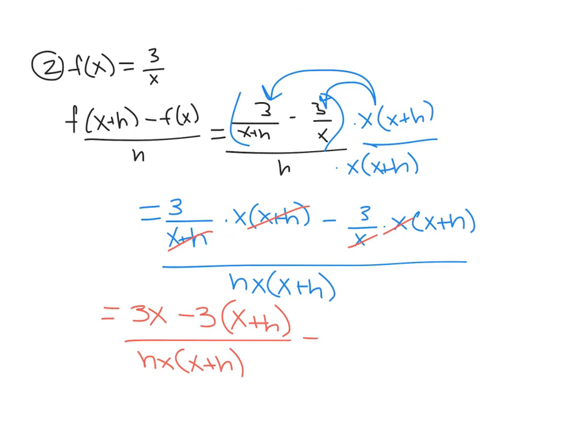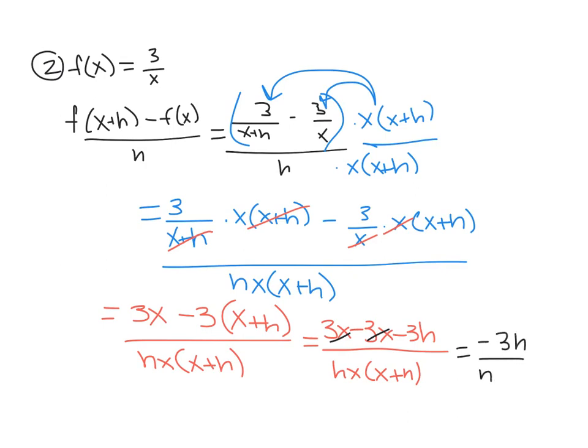So now I'm going to simplify things out. I get 3x minus 3h. You'll notice something nice is going to happen. This is over hx times x plus h. Nice thing that's going to happen is my 3x's are going to go away. They're going to cancel out. I end up getting negative 3h over hx times x plus h.